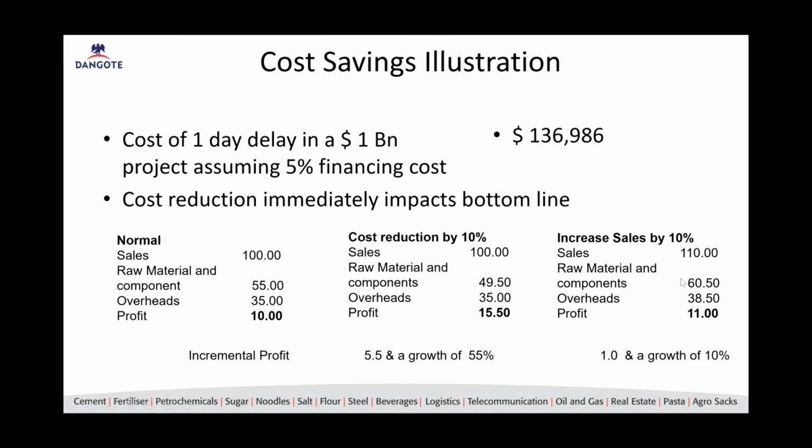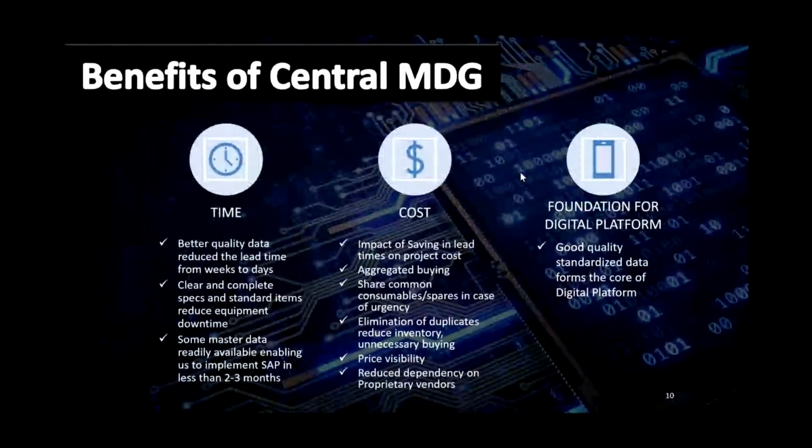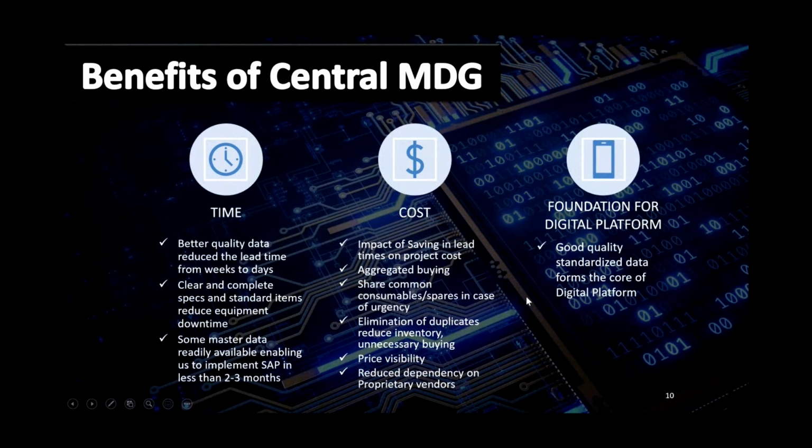If you increase your sales by 10%, then your profit will grow only by 10%. Of course, it can be slightly higher than 10% sometimes, depending on the break-even point. If the raw materials and components are up 10%, let's say overheads remain the same at 35, then you will have 3.5 more, right? This will be 14.5, then 45%. But still, cost reduction gives you direct bottom line impact without any additional efforts. So now you can guess where we are in terms of the benefits of such a central master data governance project. Thank you.